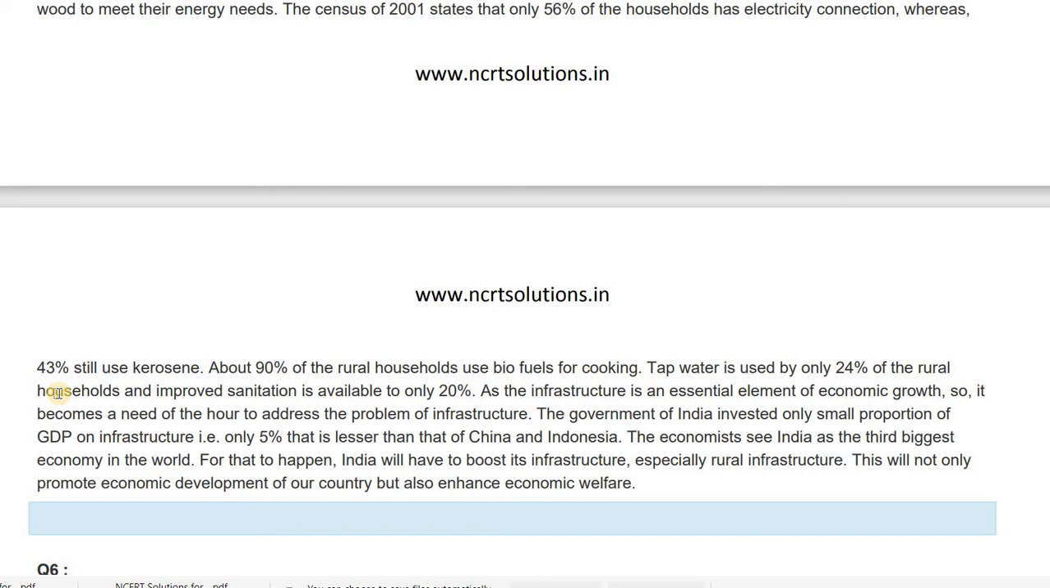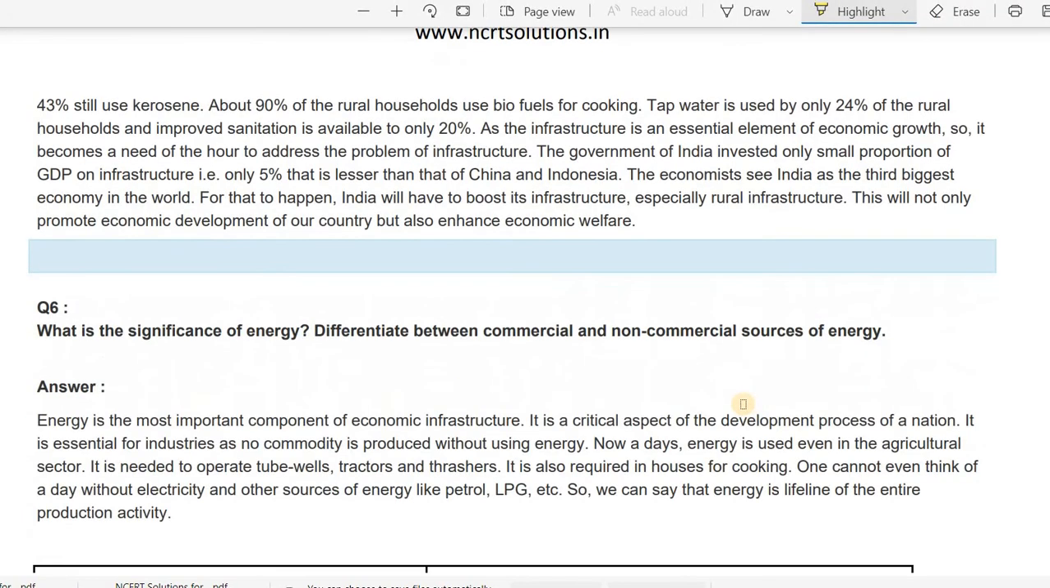Economists see India as the third biggest economy in the world. For that to happen, India will have to boost its infrastructure, especially rural infrastructure. This will not only promote economic development of our country, but also enhance economic welfare. So we need to boost our infrastructure, especially in rural areas.